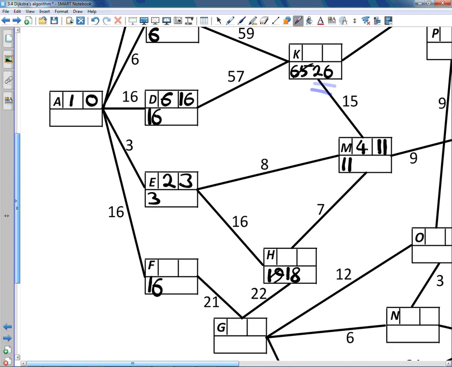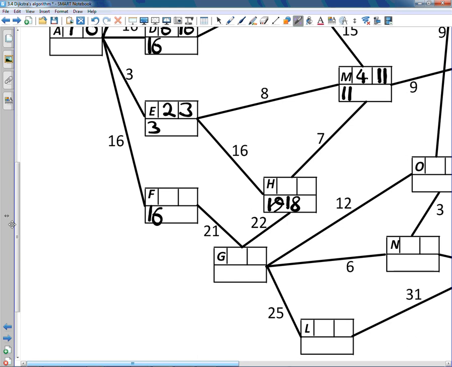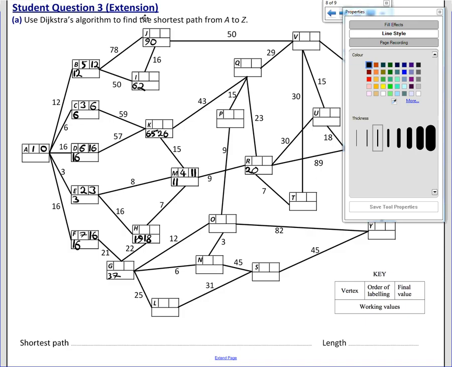So F must be the next one because that was also 16. So that's the seventh one, 16, and we can get to there for the first time. We get there in 37. Take our step back now.